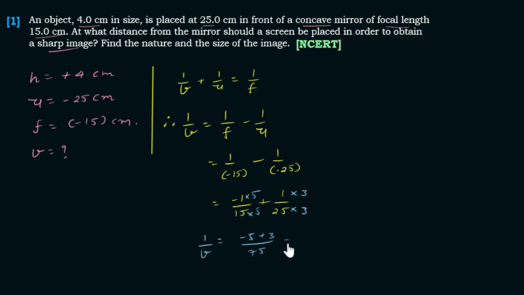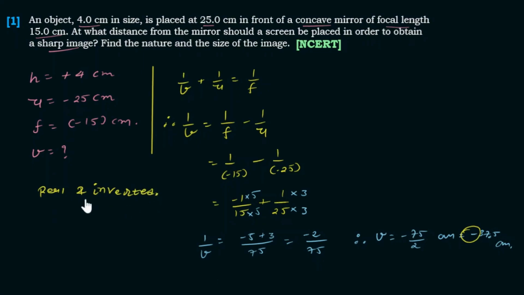So minus 5 plus 3 can be written as minus 2 divided by 75. Therefore, V will be equal to minus 75 by 2 centimeter, or it can be written as minus 37.5 centimeter. As image distance is negative, the nature of the image will be real and inverted.